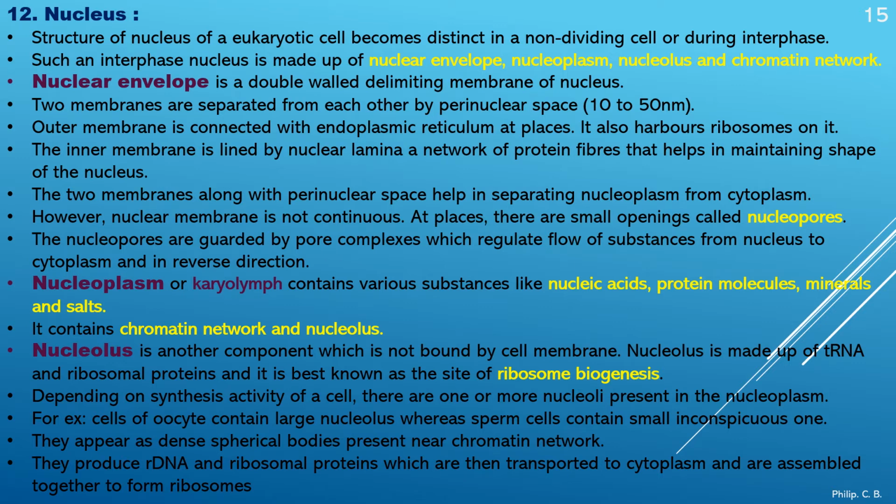Depending on the synthesis activity of a cell, one or more nucleoli are present in the nucleoplasm. For example, cells of the oocyte contain a large nucleolus, whereas sperm cells contain a small, inconspicuous one. They appear as dense spherical bodies present near the chromatin network. They produce rRNA, that is ribosomal RNA, and ribosomal proteins, which are then transported into the cytoplasm and assembled together to form ribosomes. Just as I mentioned, material exchange may take place between the nucleoplasm and the cytoplasm, by which the ribosomes are formed later on.